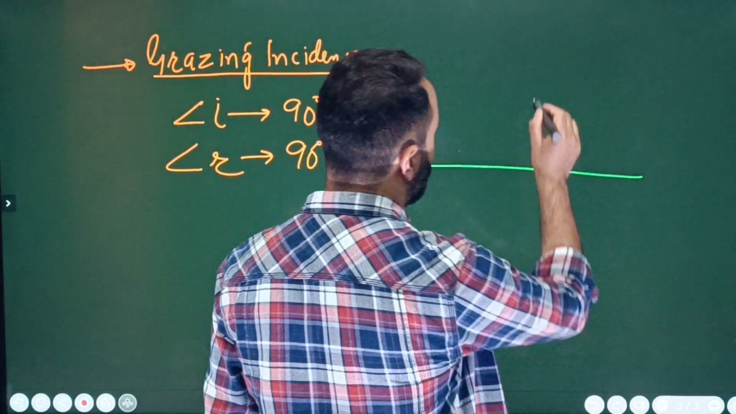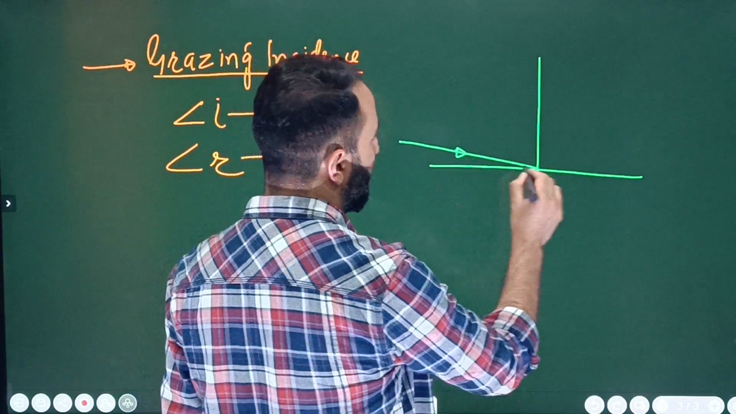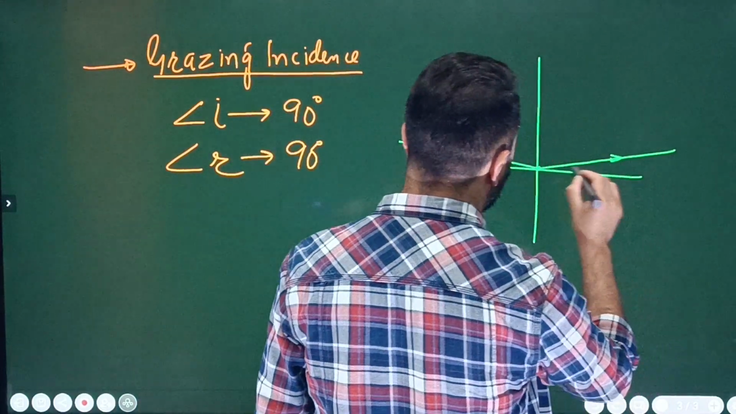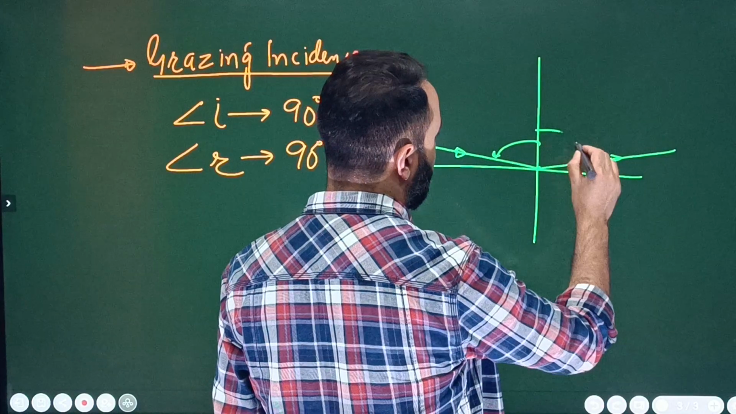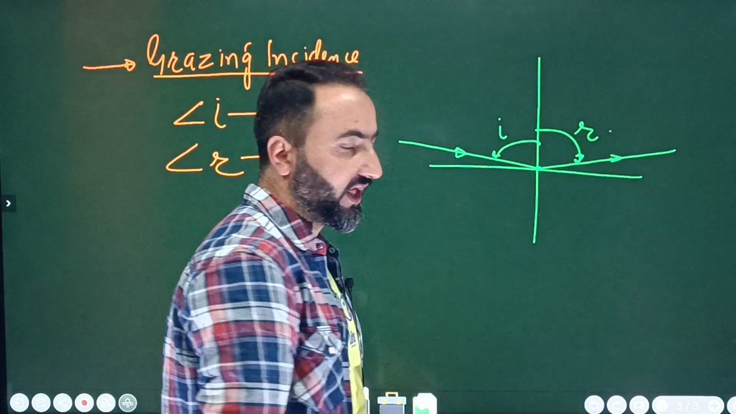Simply, it's like this. For example, here we have the normal to the mirror, and if the incident ray is something like this, then the reflected ray will be like this. So this angle is approaching 90, then this angle will also be approaching 90, because angle of incidence must be equal to angle of reflection.